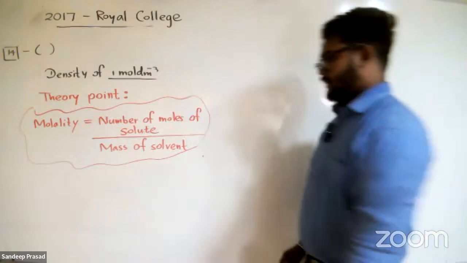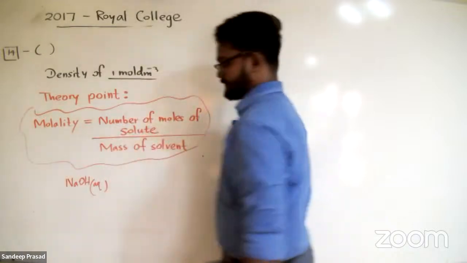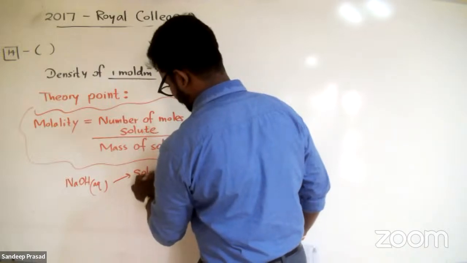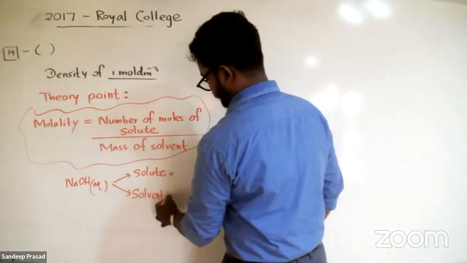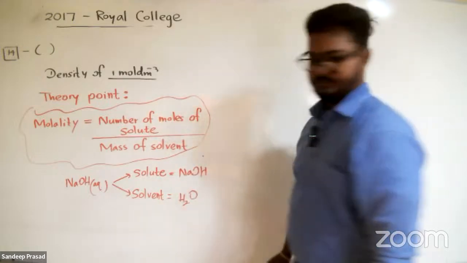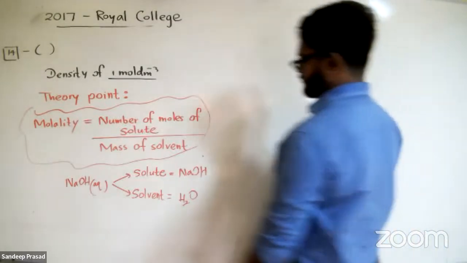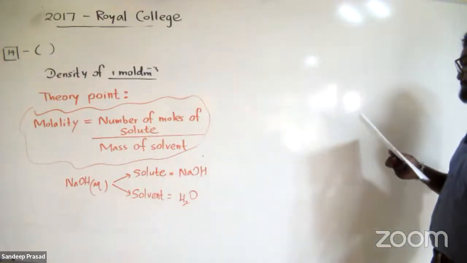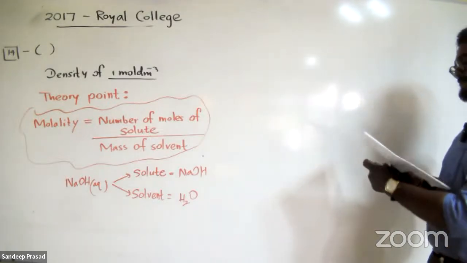Right? Now just imagine a sodium hydroxide aqueous solution. In sodium hydroxide aqueous solution, who is the solvent and who is the solute? Do you know how to identify the solvent and solute? Solvent is water. Solute is sodium hydroxide. Likewise, okay? Solvent and solute. So the theory point is molality is equal to number of moles of solute divided by mass of solvent. Now this is enough. Now we can find out the molality of the solution.